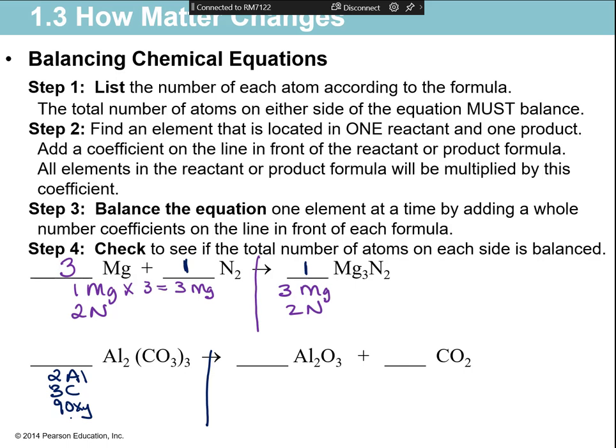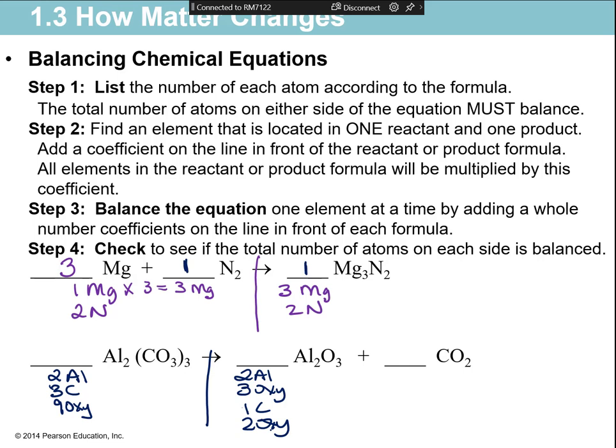Go over to the other side. So over on the other side, I have Al2O3. So that's how many aluminum? 2. 2 aluminum. How many oxygen? 3. Then go over to the carbon dioxide. So CO2 has 1 carbon and 2 oxygens.